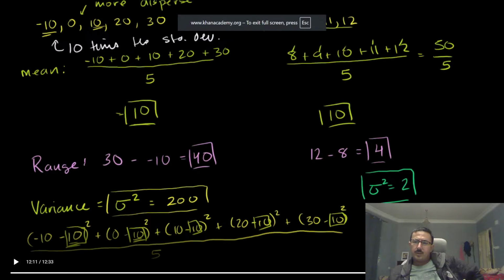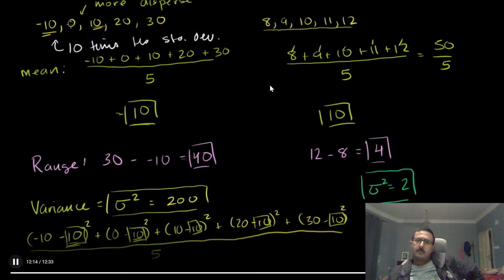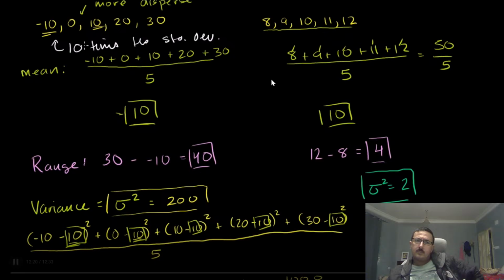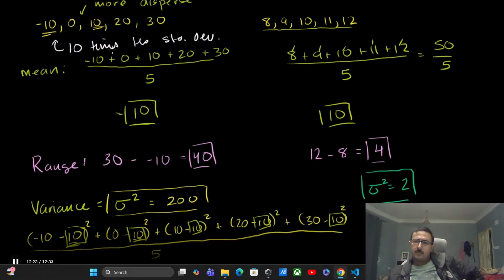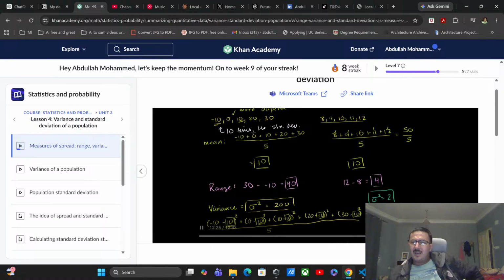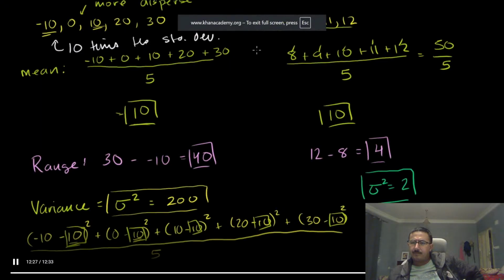Wait. What was that? Guys, 9 is only 1 away from the 10. 0 is 10 away from the 10. 8 is only 2 away. This guy's 20 away. So it's 10 times, on average, further away.